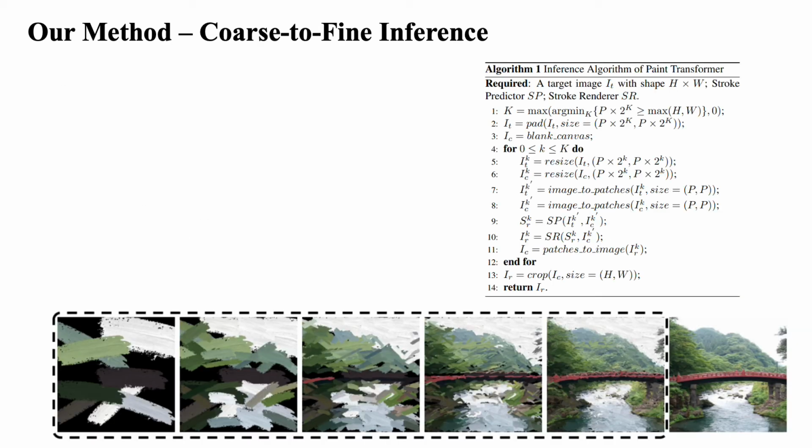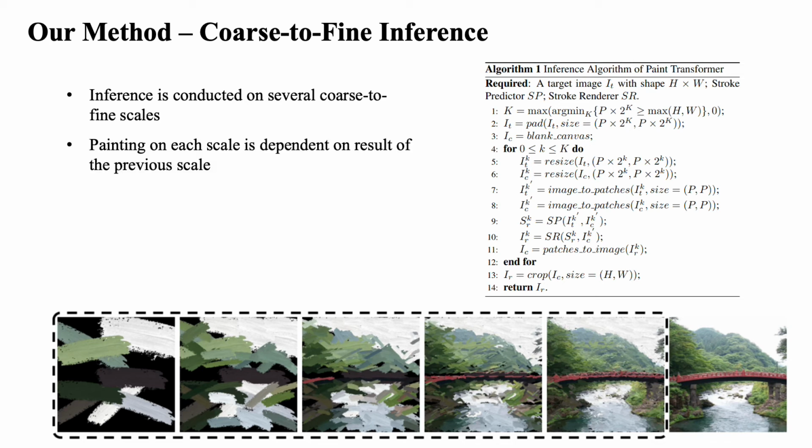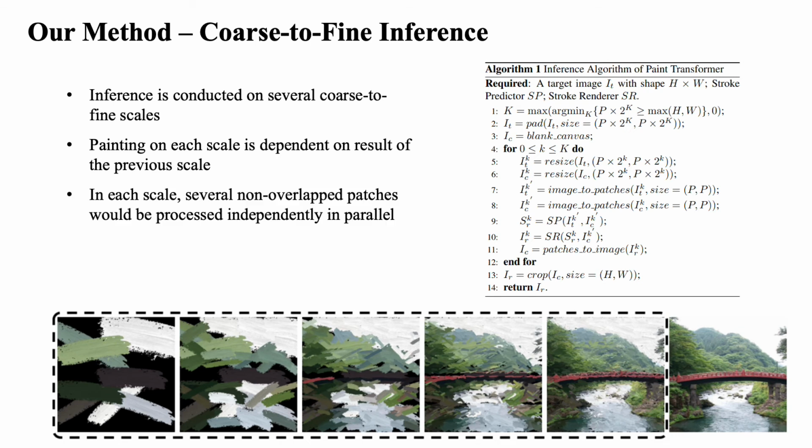At inference time, we design a Coarse-to-Fine inference pipeline as shown on the right side. The inference is conducted on several Coarse-to-Fine scales. Painting on each scale is dependent on results of the previous scale. In each scale, several non-overlapped patches are processed independently in parallel, and the result of each scale is derived by combining those patches together. Here is an example of painting on 5 scales.